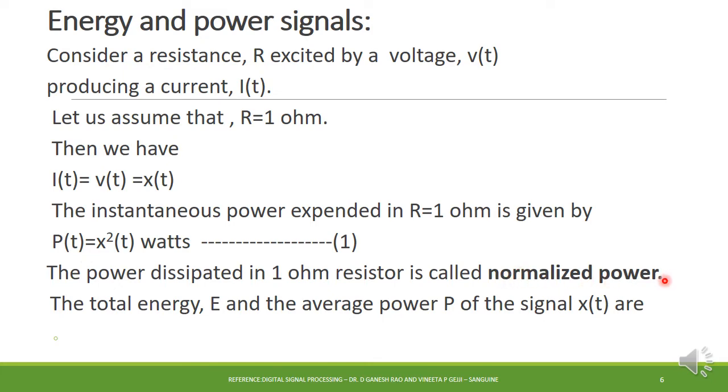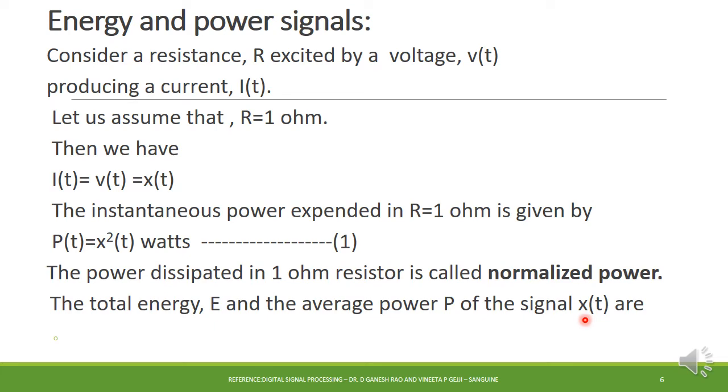Next, the total energy E and the average power P of the signal x of t are given as follows. I will read it once again. The next step is to find the total energy and the average power for this x of t signal. We have found P of t by taking x of t. By using this, we are going to find the total energy and the average power of the signal x of t.